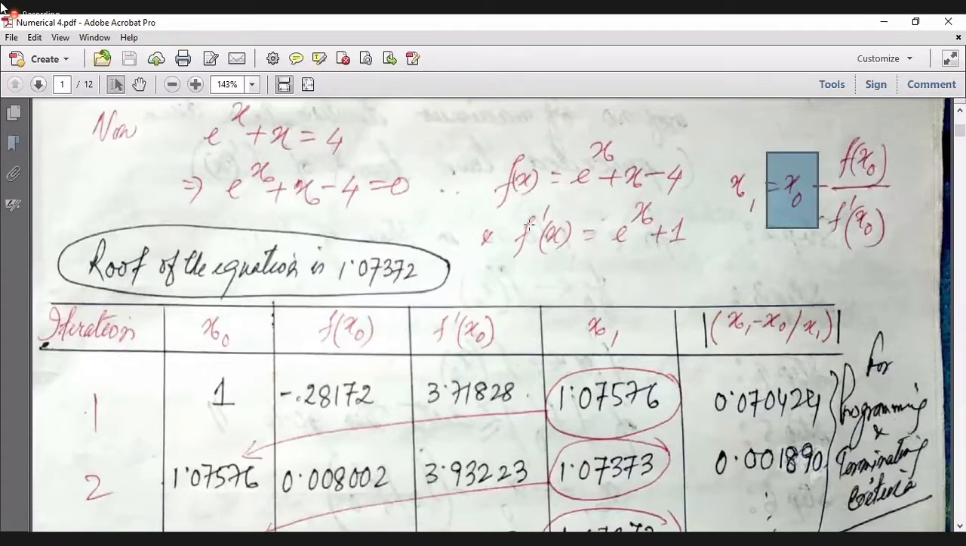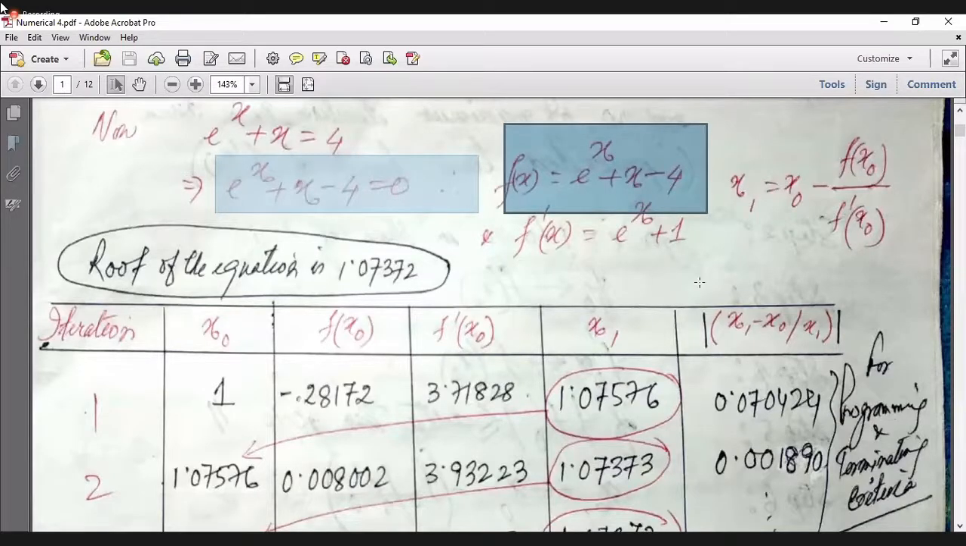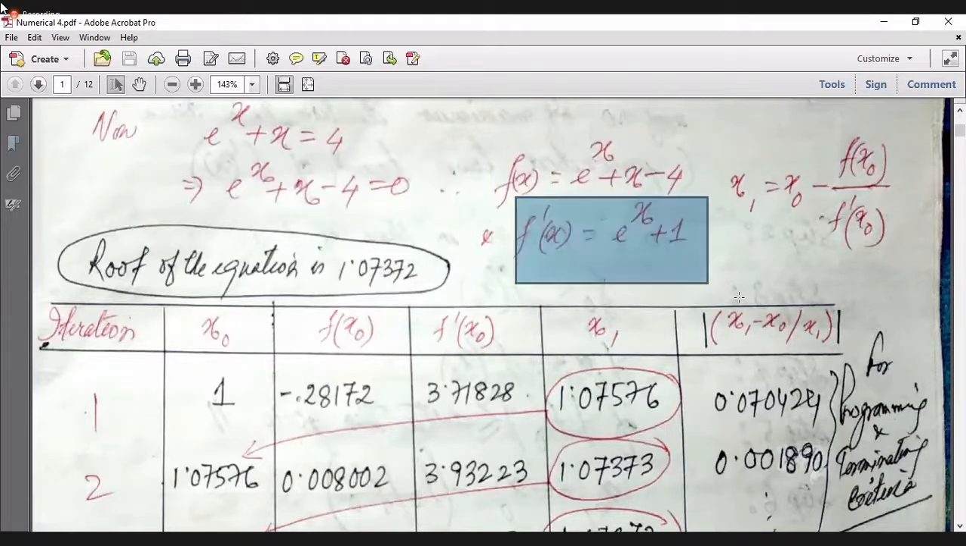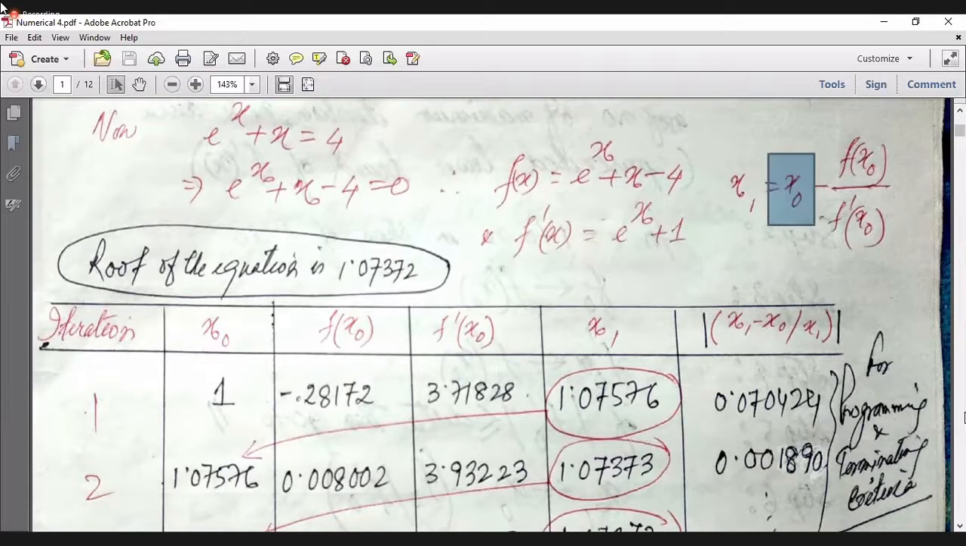Now this is our given function, right? This is our equation, and this is our derivative. Everything is with us. The question is how to choose the starting value. If we don't know how to choose the starting point, then it may get diverged. So what do we do?